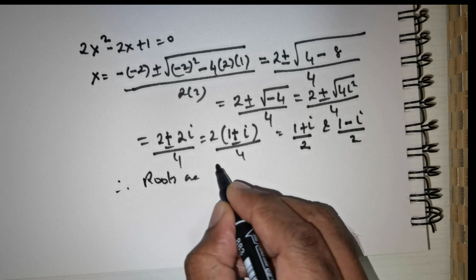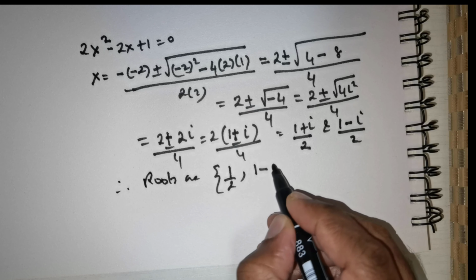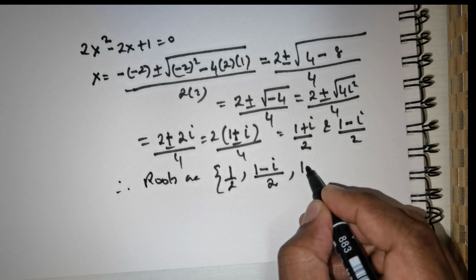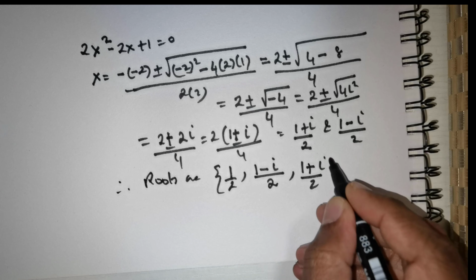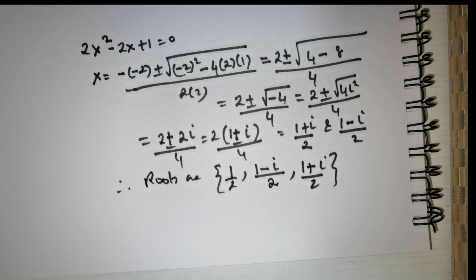So the roots are: I get one real root, that's 1/2, and two complex roots, one negative i divided by 2 and one positive i divided by 2. So this is the first method, and I will go on to show you the next method.